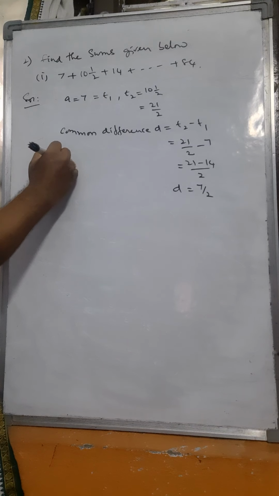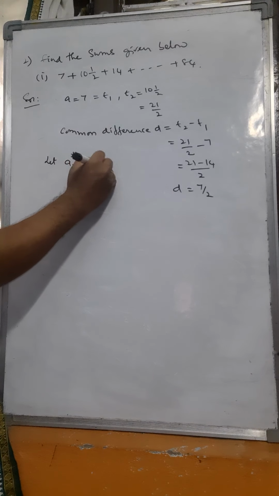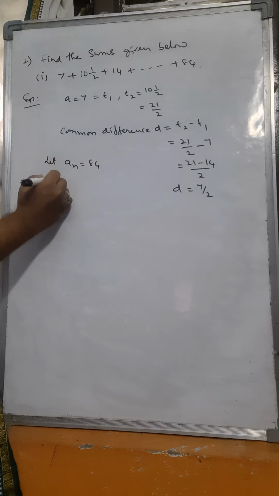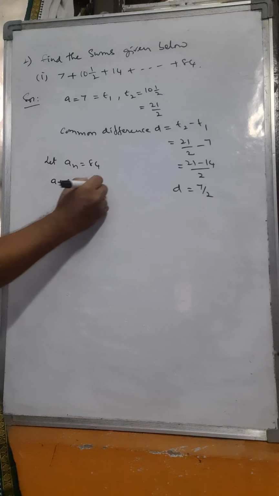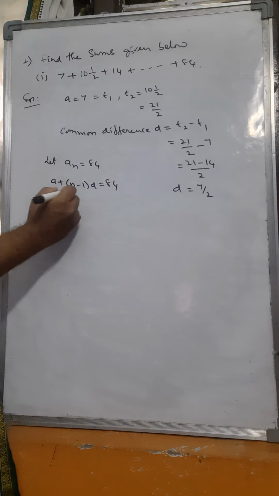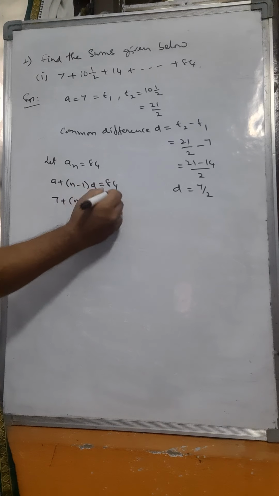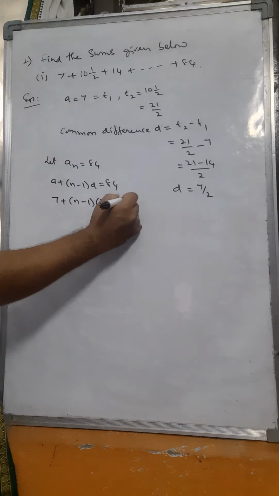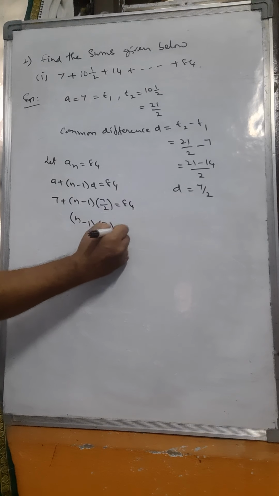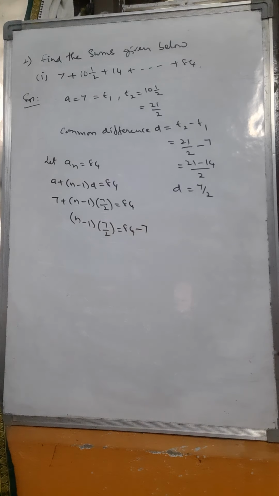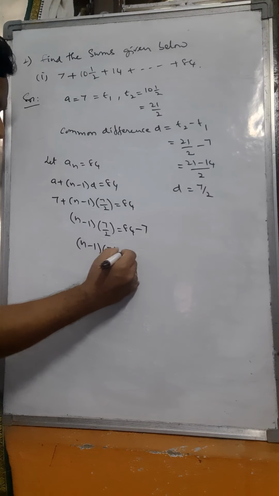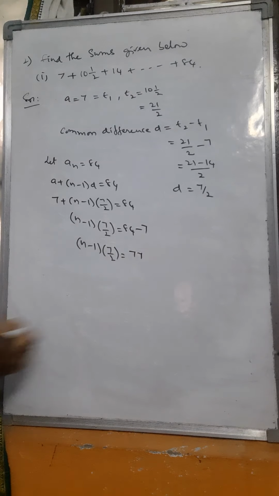So now I am taking an is equal to 84. The nth term is 84. So an means a plus (n minus 1) into d is equal to 84. a means 7, plus (n minus 1) into d, d means 7 by 2, is equal to 84. (n minus 1) into 7 by 2 is equal to 84 minus 7, so (n minus 1) into 7 by 2 is equal to 77.